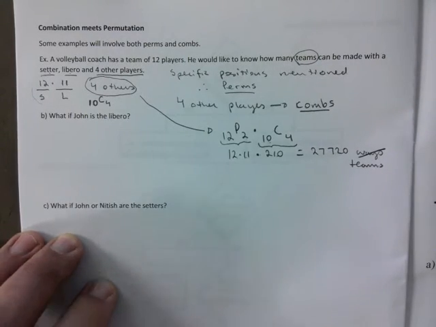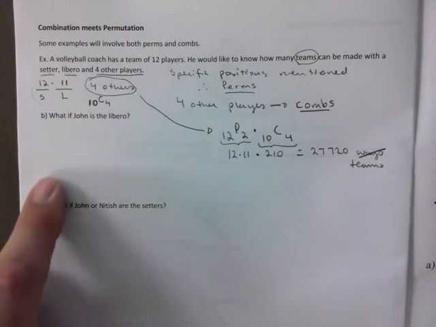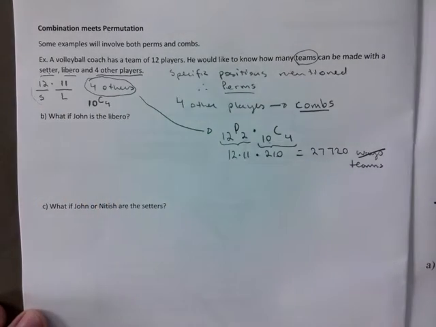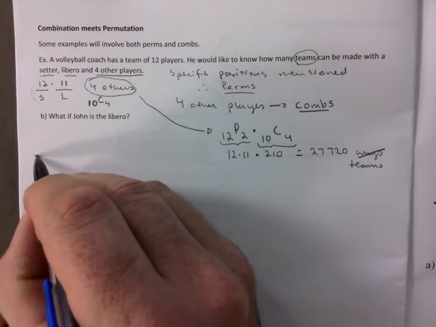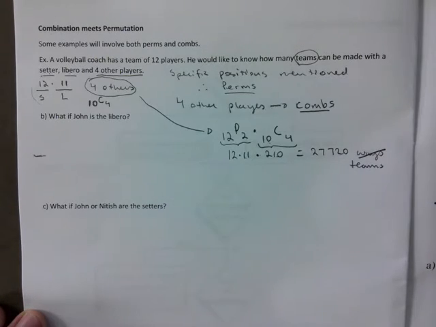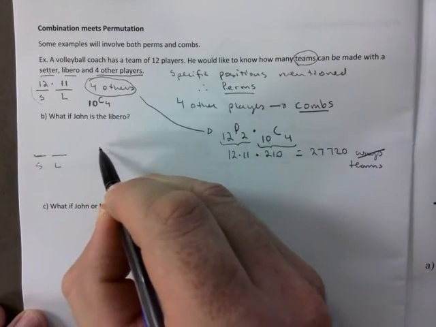Because you're not arranging, right? You're making teams. So you couldn't have just done 12 choose 6 because of the specific positions mentioned here. What if John is the libero? So you have setter, libero, and 4 others, right?